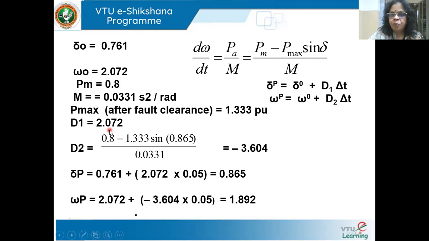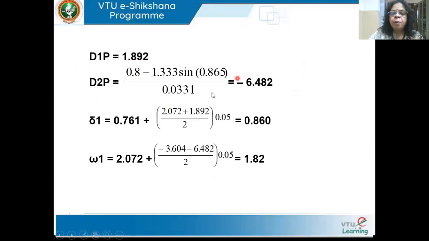So D1 is omega, that is 2.072. D2 is PM minus Pmax sine delta. So this delta is 0.865 in between, and I have 0.0331. I get this. Then I find delta P and omega P, and then I update. Then I find again D1P, D2P, and then I update delta 1. Delta 1 is equal to delta naught plus D1 plus D1P by 2 into step size. Here I have taken a step size of 0.05 seconds, that is 50 milliseconds. Clear?